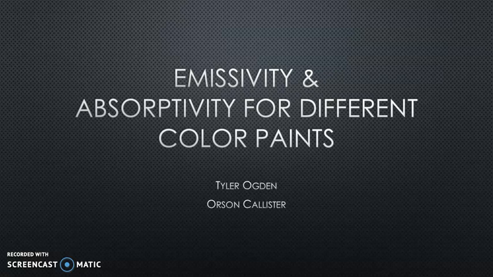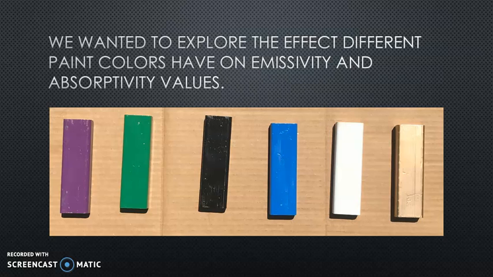Emissivity and Absorptivity for Different Colored Paints by Tyler Ogden and Orson Callister. We wanted to explore the effect different paint colors have on emissivity and absorptivity values. Black and white paint have been well documented, but values for other colors are hard to find sometimes. We wanted to see where the other colors fall in comparison and the variation between the emissivity and absorptivity.